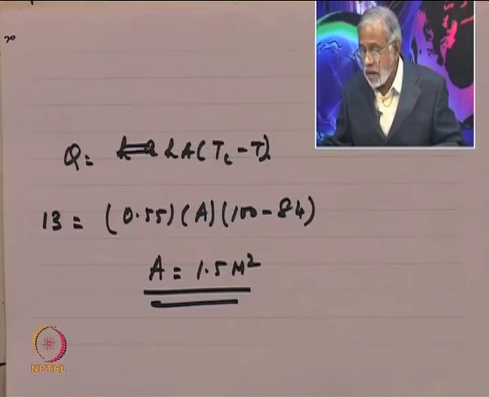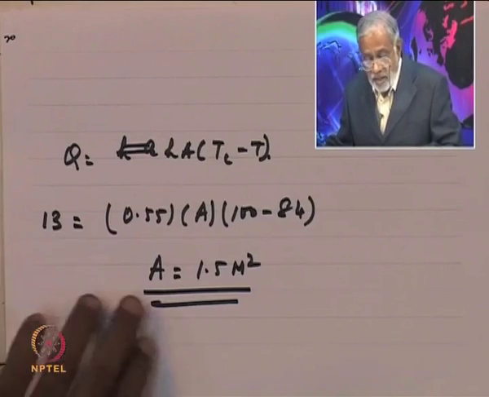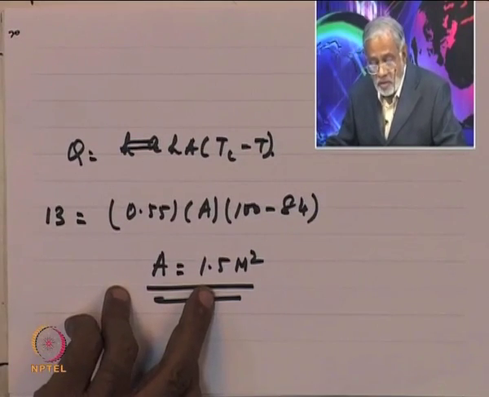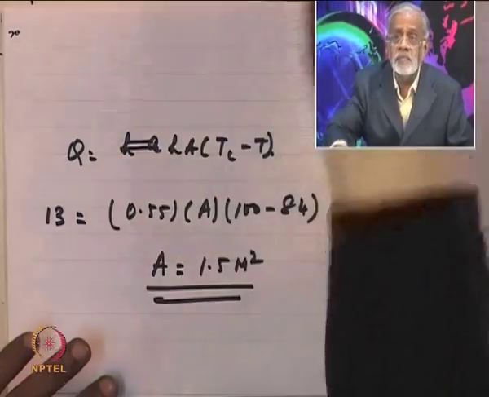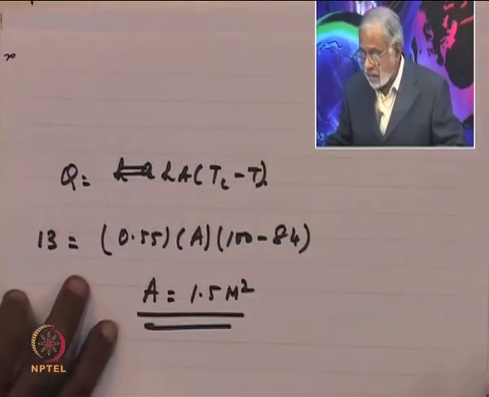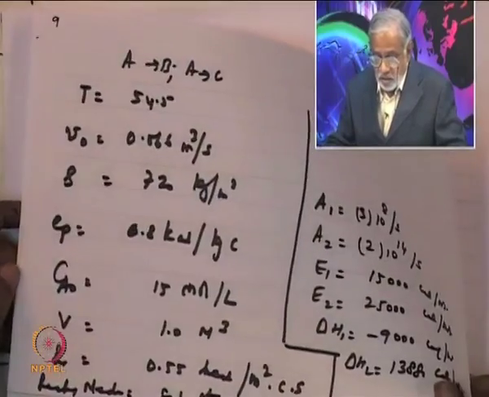So, what have we said? That for this problem, A going to B, A going to C, we need a heat transfer surface of about 1.5 square meters to be able to achieve the maximum production rate of component B. Is that clear? All right. Let me just summarize what we have said without losing the thought. So, we have this multiple reaction in which you have found out the best conditions for achieving the desired product.